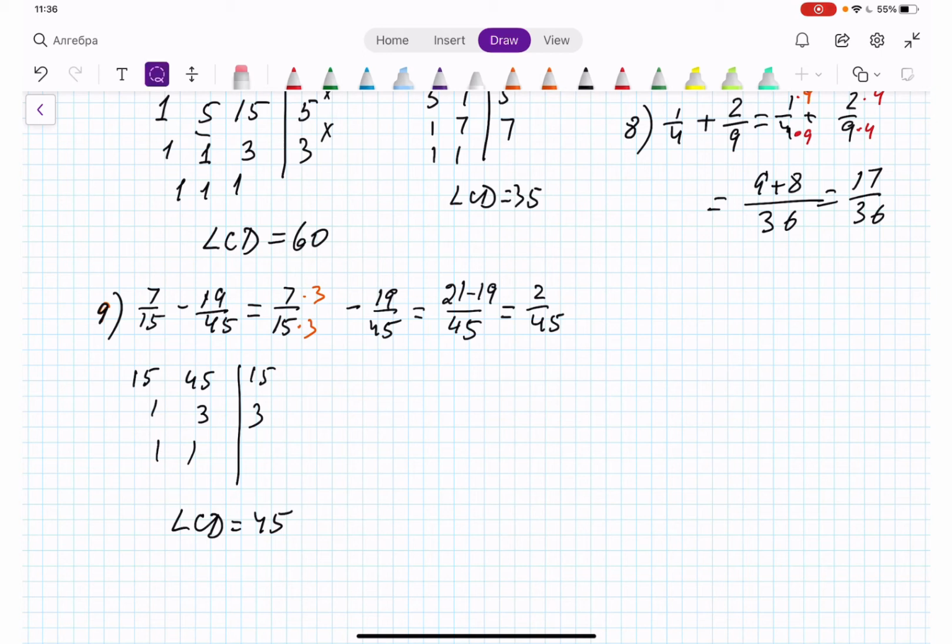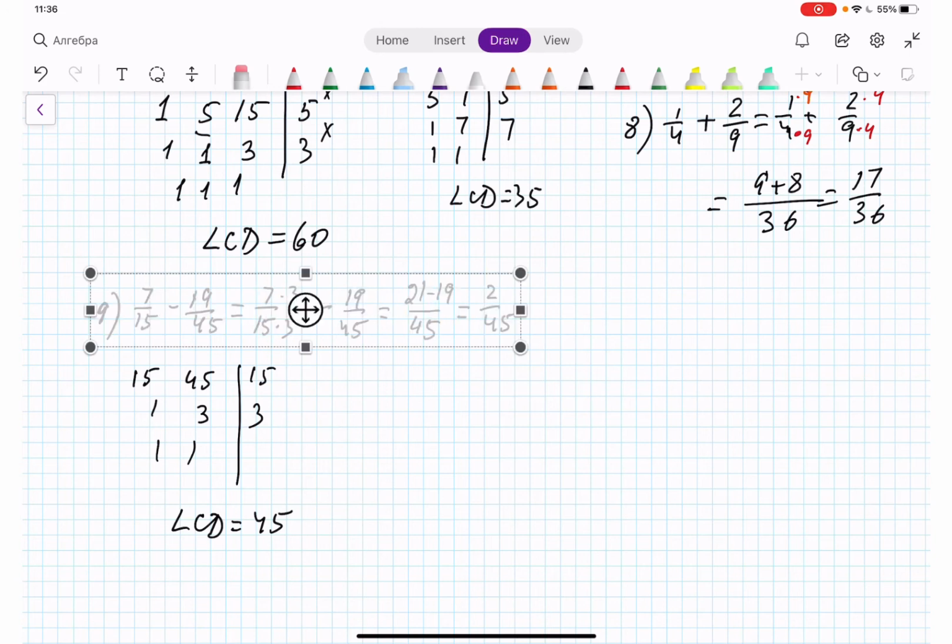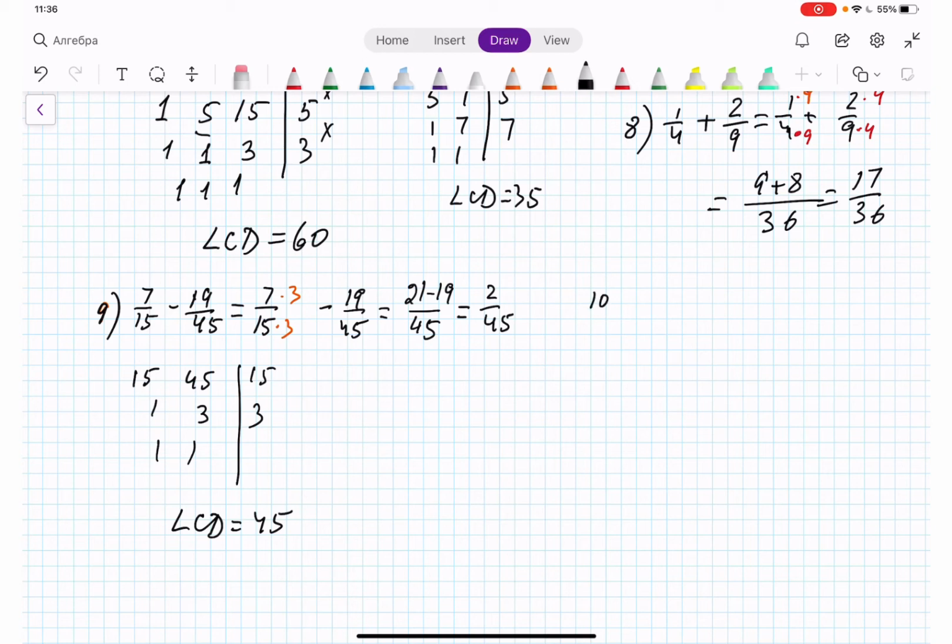Next, question number 10. Let me squeeze this a little bit. Okay. We have here 2 over 30 plus 17 over 40. Now, this is a nice case, plus 1 over 8. Okay, well, let's see. 2 over 30 plus 17 over 40 and plus 1 over 8. So 8, 30, 40.